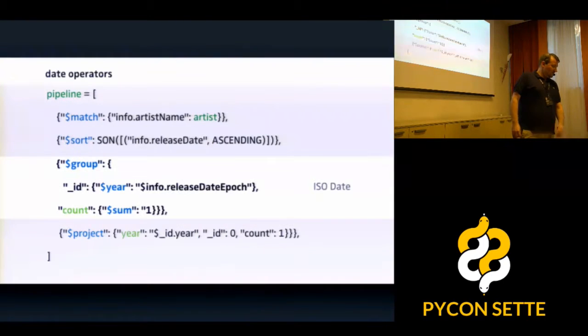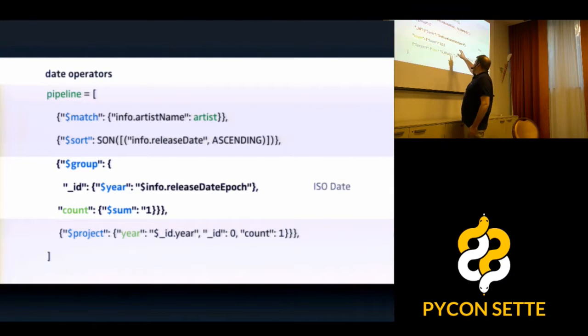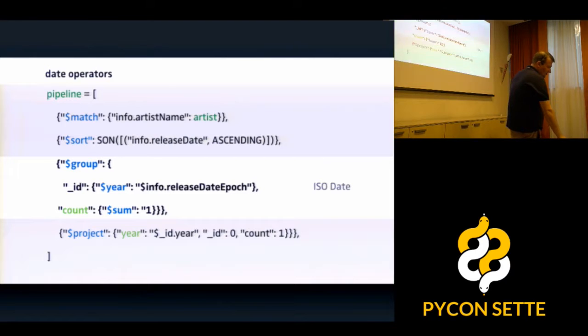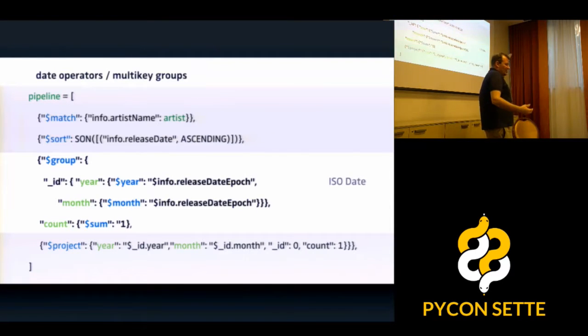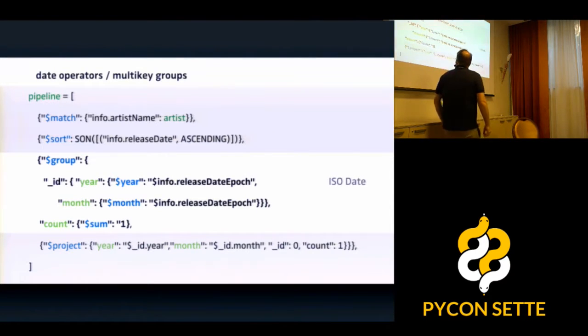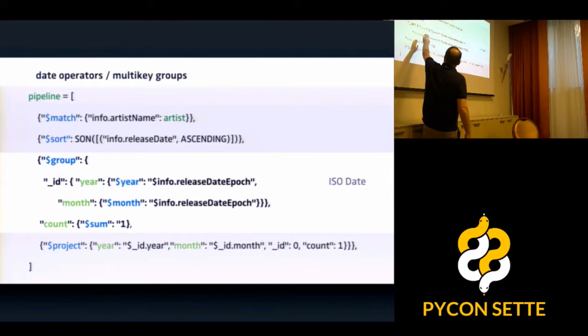And two more examples. We also have date operators to work with dates. So from our release date epoch, which is an ISO date, we can just get back the year from that date. And if we want to go a little bit closer, we can also build a multi-key index. So we can get a new ID from the year and the month.